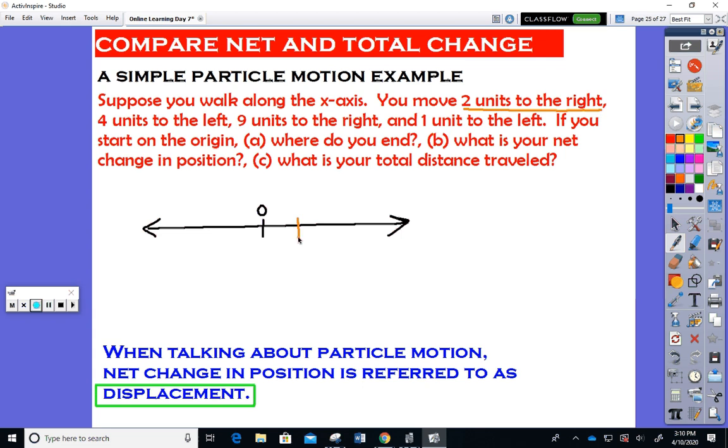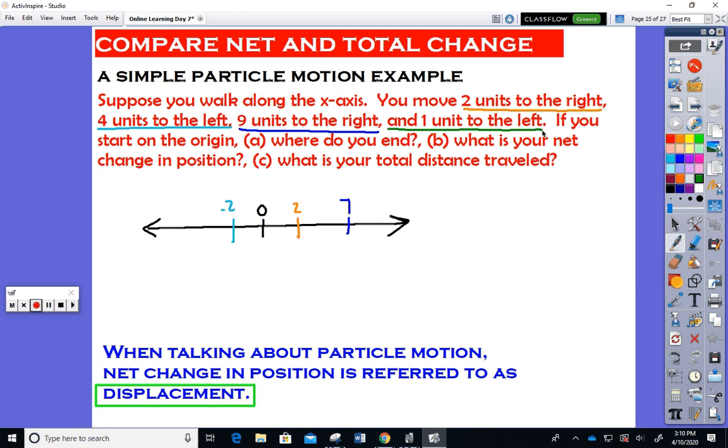So I'm going to wind up at 2 on the x-axis. Then I move 4 units to the left. So if I go 4 units to the left, I wind up at -2. Then I move 9 units to the right. So if I go from -2, if I go 9 units to the right, I'm going to wind up at 7 on the x-axis. And then I go 1 unit to the left.